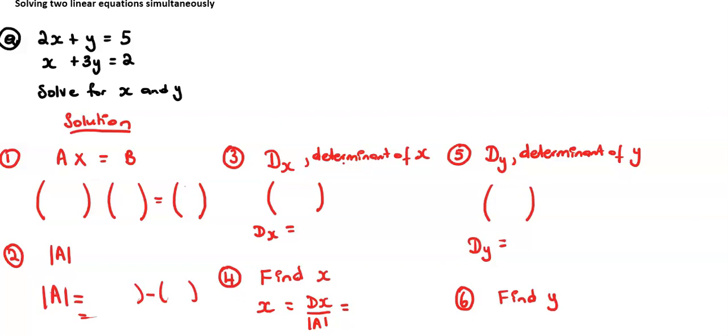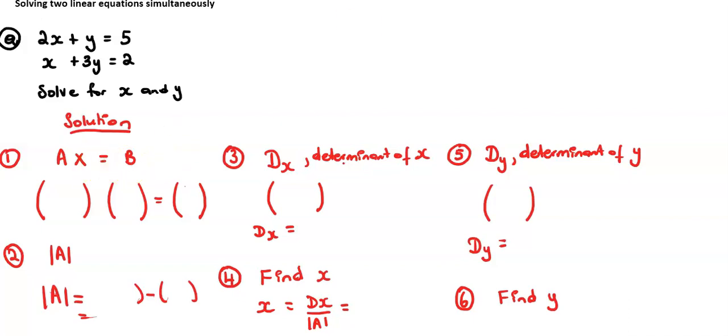And our method of choice is Cramer's rule. Let's get straight into it. In step 1, we will write the equations in the form AX equals B, where A represents the 2 by 2 matrix, X represents the variables, and B represents the constants.